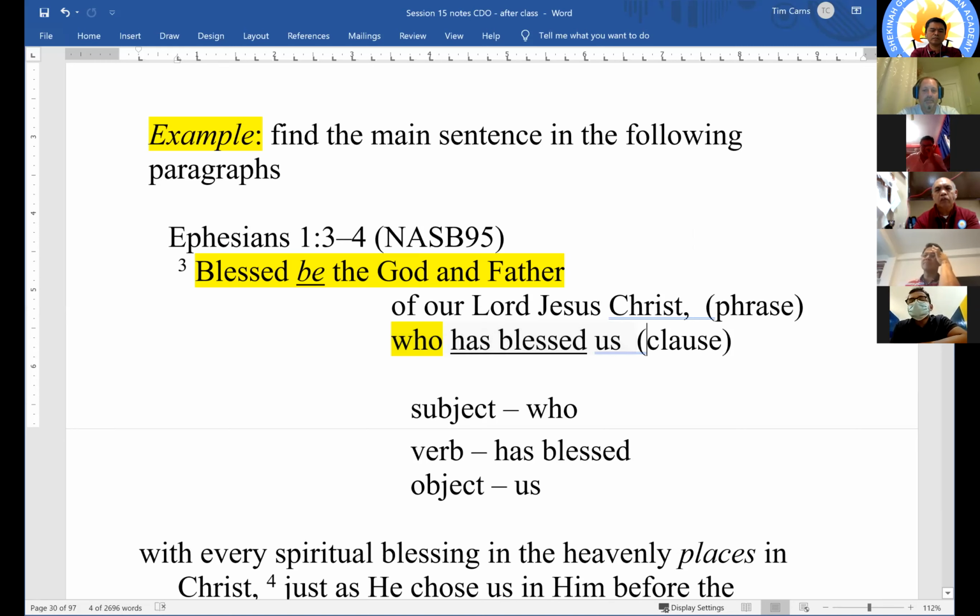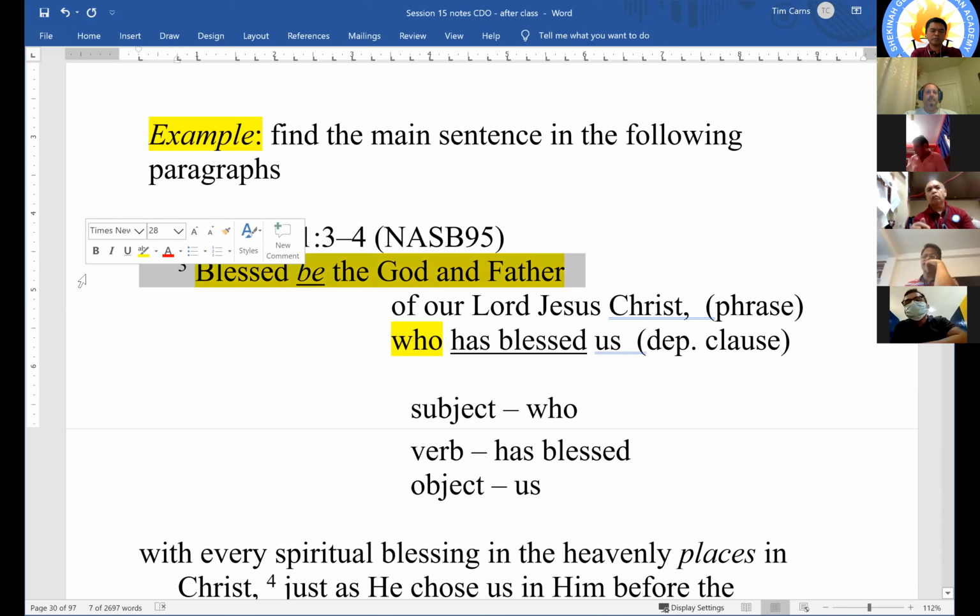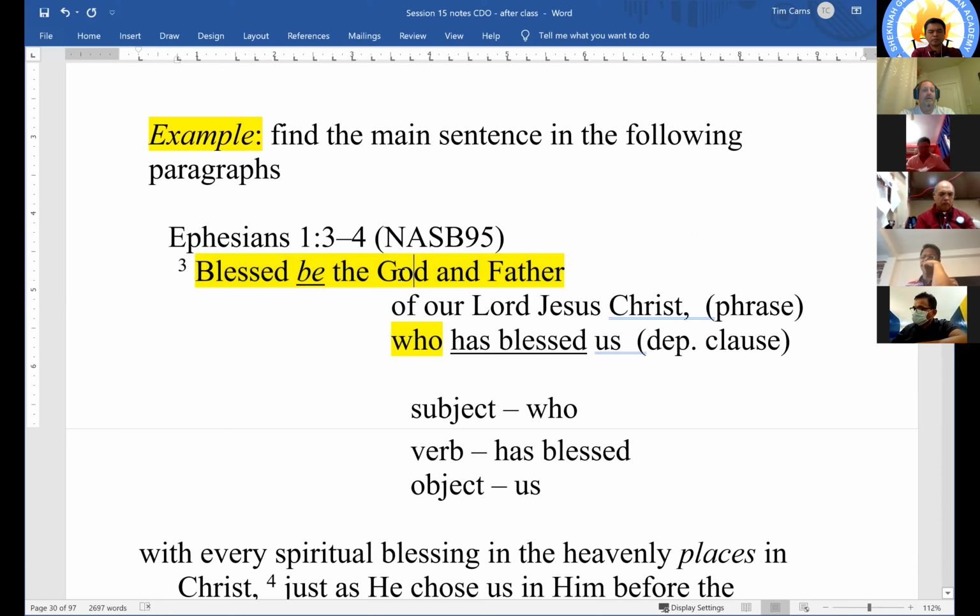It's dependent. It's not standalone. What's standing alone is "blessed be God and Father." That stands alone. That's the main sentence. The next phrase modifies something in that main sentence. In this case, it modifies God. The next clause modifies God as well. All right?